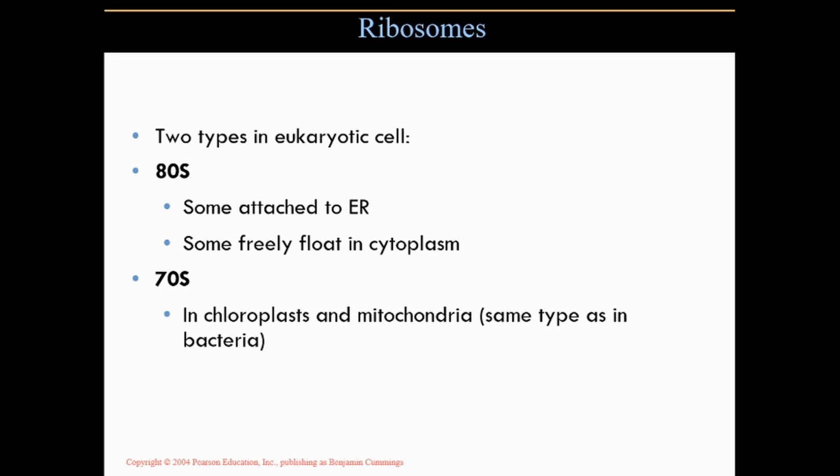The 70S we find in chloroplasts and mitochondria. So those organelles have their own ribosomes and can carry out their own process of protein synthesis. So these are pretty sophisticated organelles, the chloroplasts and mitochondria. The 70S is the same type as what we find in bacteria.